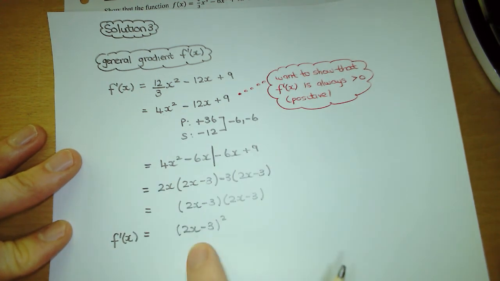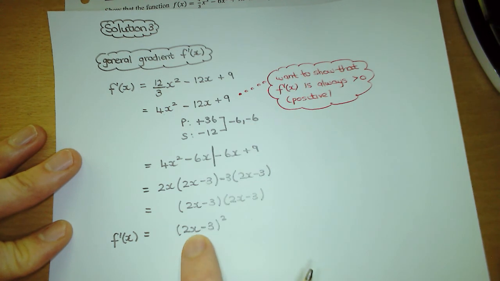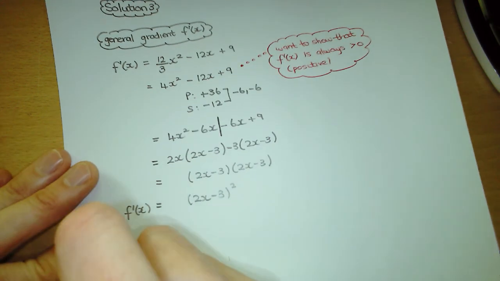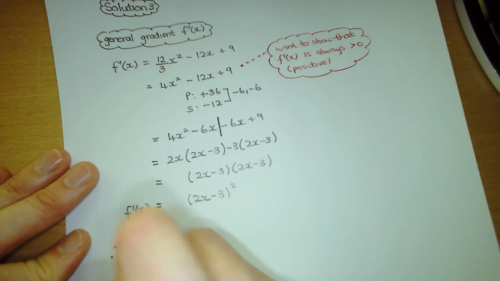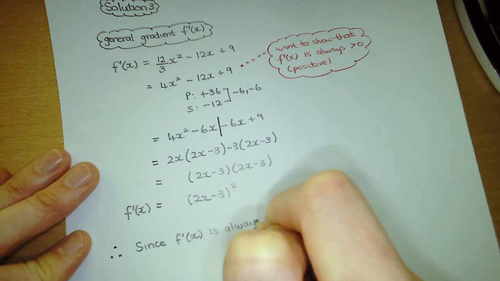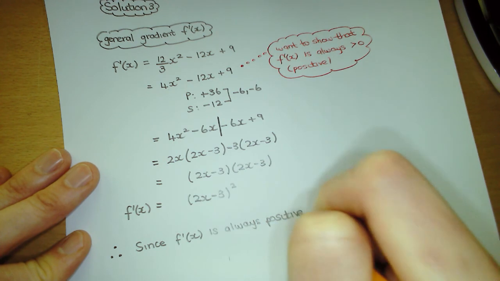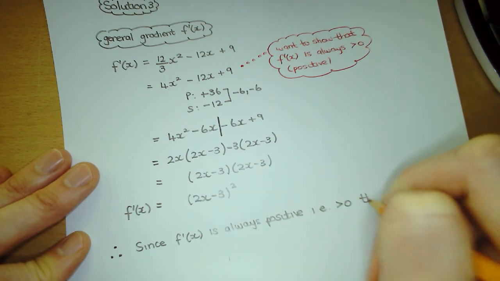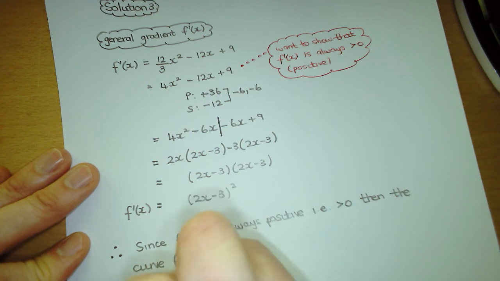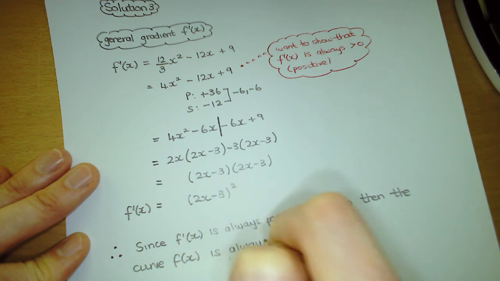So no matter what value of x we sub in here, even if it's negative, the fact that the outer power is 2 will always produce a positive result. So in other words, if what you end up in brackets here is positive, you square it, it's still positive. If what you end up in brackets here is negative, you square it, it becomes positive. So this will always be positive. So therefore, since f dashed x is always positive, in other words, greater than zero, then the curve f of x is always increasing.